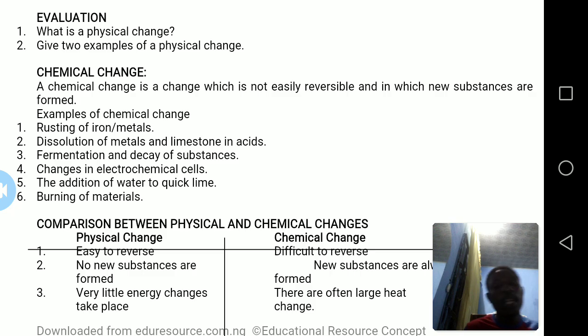All right. The next one, number four, we have changes in electrochemical cells. Electrochemical cells are like a battery. Let's use a battery for example. A battery is an electrochemical cell. Now you realize that. Let me use your phone battery for example. Now, your phone battery is very good right now.